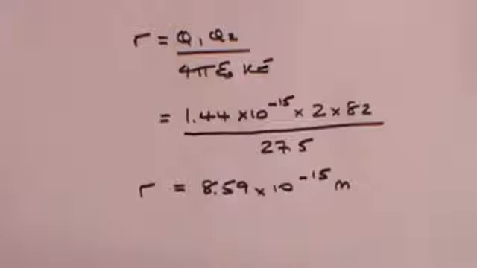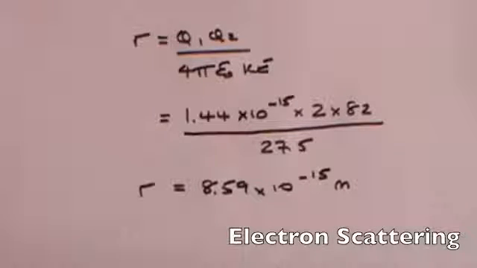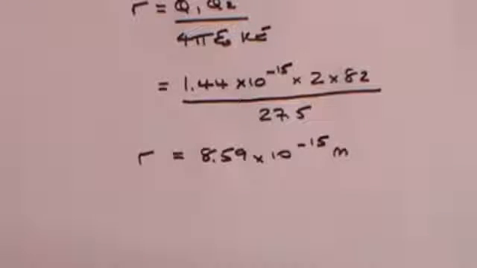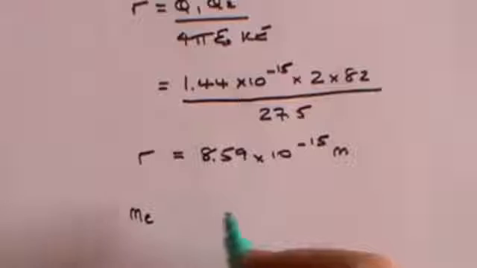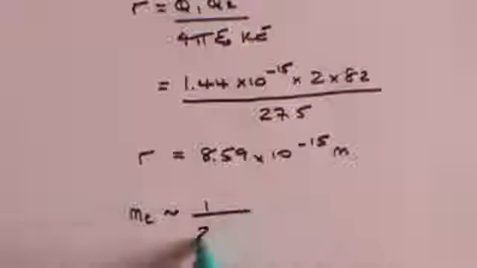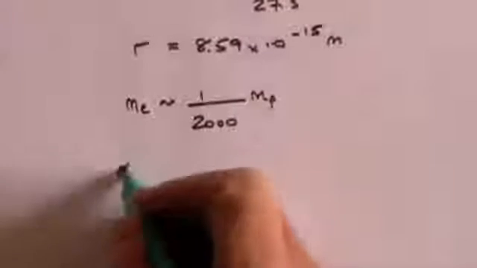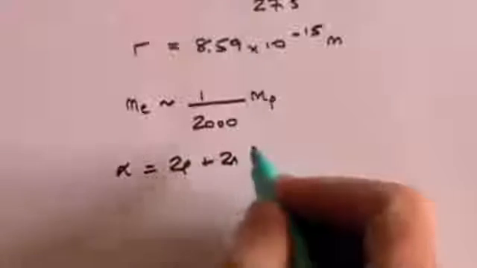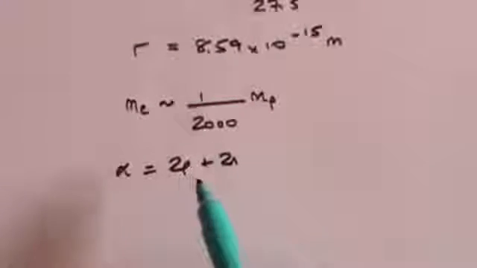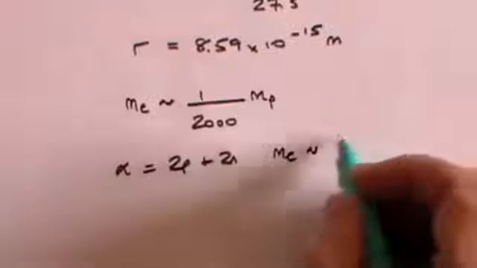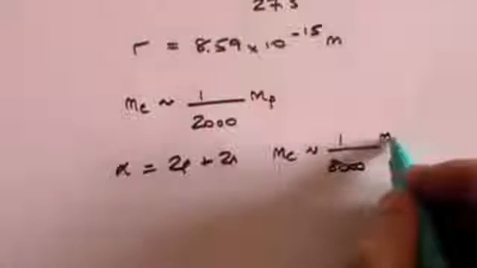What gives you much more information, not only about the nuclear radius but also about the nuclear structure, is electron scattering. Now the point about an electron is that its mass is very, very much less than the mass of a proton or the mass of an alpha particle. The mass of an electron is very approximately 1/2000th of the mass of a proton. And since an alpha particle consists of 2 protons plus 2 neutrons, and a neutron and a proton have broadly comparable masses, that means that the mass of an electron is very approximately 1/8000th of the mass of an alpha particle.